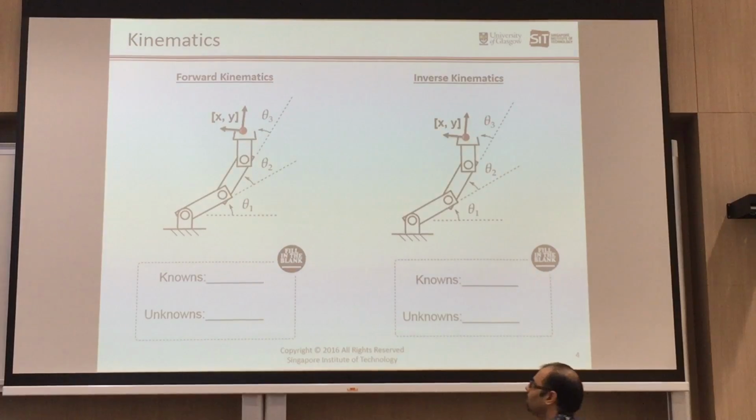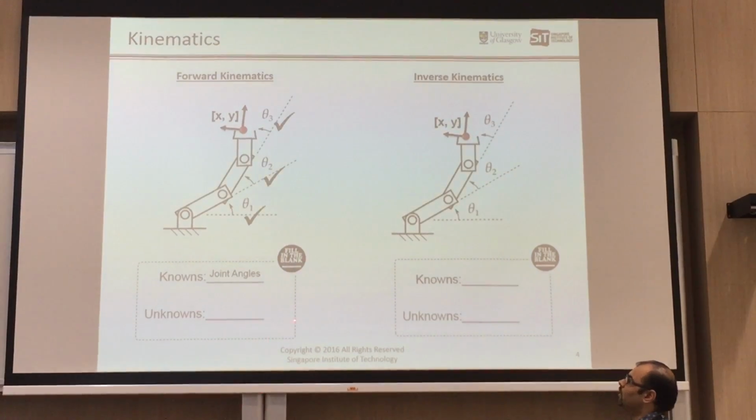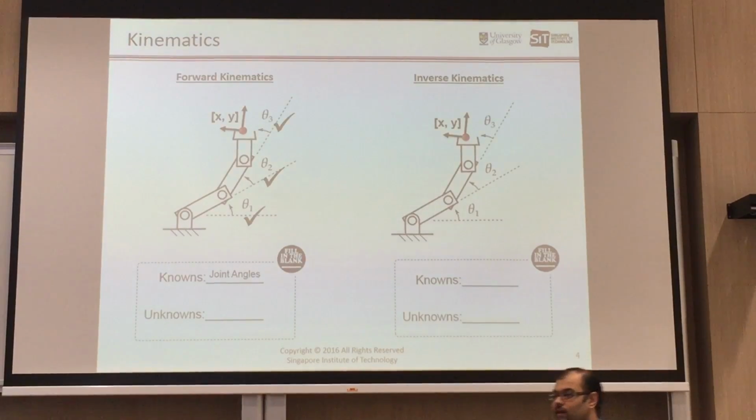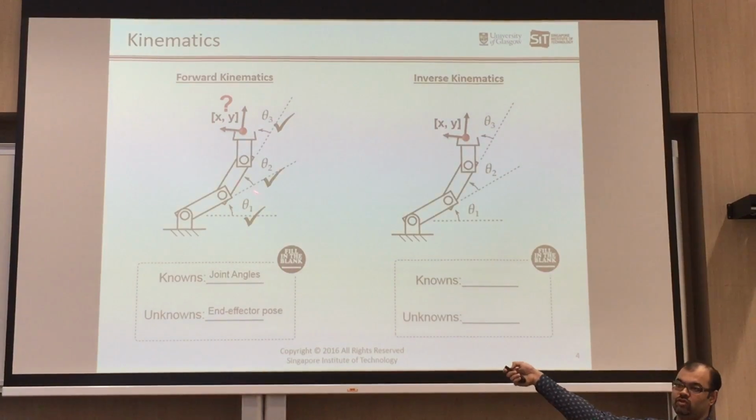Okay? Now in kinematics there are two branches, forward and inverse. If you look at this particular configuration that you have, two unknown, one unknown. When you're looking at forward kinematics, you know the joint angles. What you do not know is the displacement, the final destination. You can put it that way, or your end effector pose.